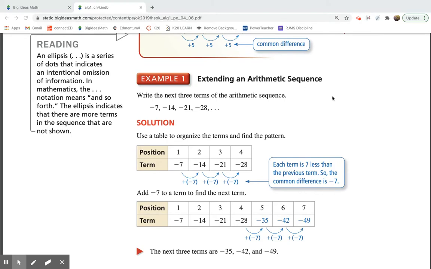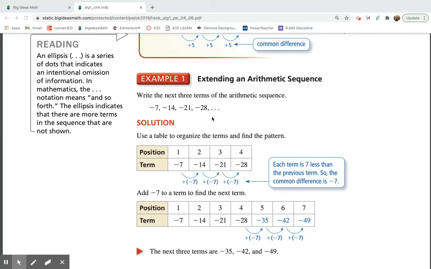So, extending an arithmetic sequence. This says write the next 3 terms of this arithmetic sequence. So we have -7, -14, -21, and -28. This is pretty easy because we just look at what's happening. From -7 to -14, we are taking away 7. So they show that you're adding a -7. That's the same thing. Just so you know, the common difference is -7, but you're just subtracting 7 each time.